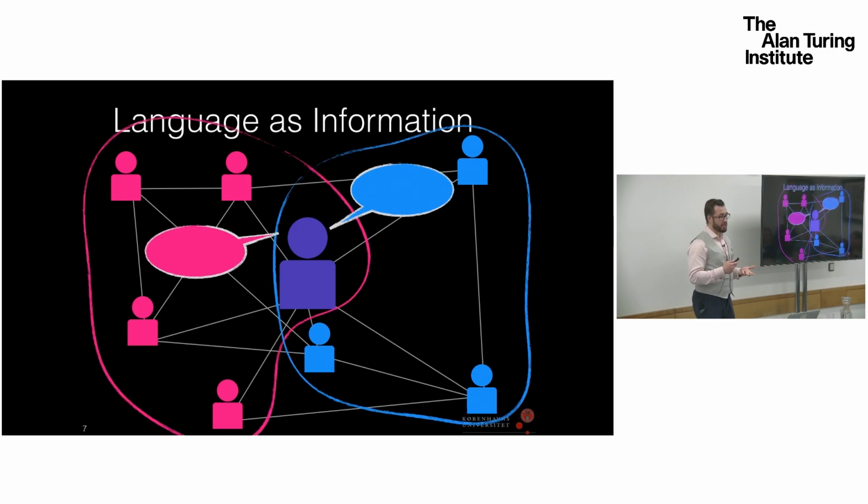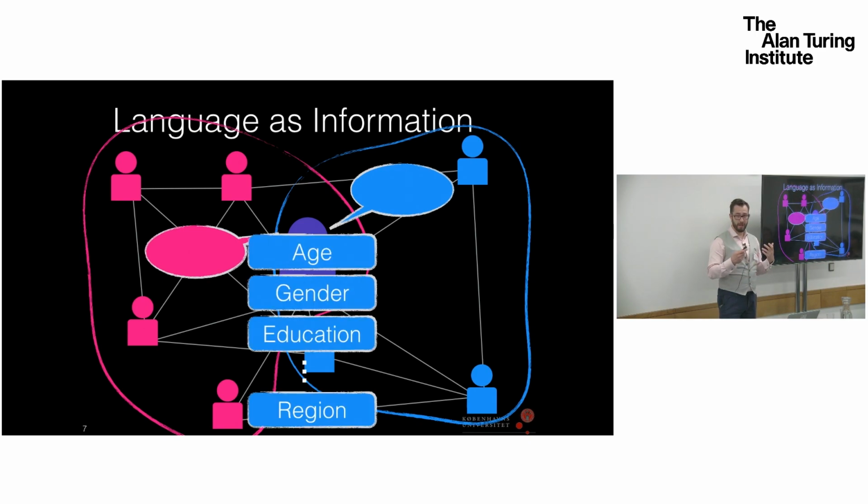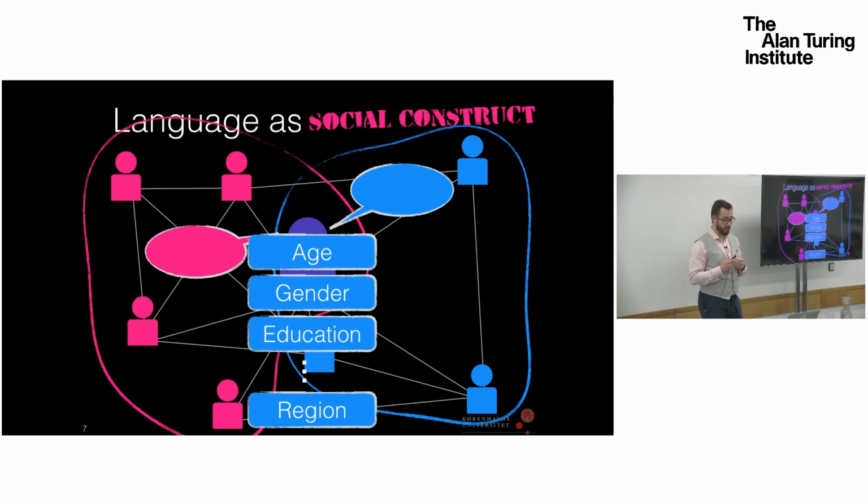So looking at how people speak in certain contexts and within certain groups tells us something about how language is used. It can help us infer something about the speaker because they're representing themselves as part of these groups. And these groups could be, for example, socio-demographic attributes like age, gender, education, the region they're from, and a lot of other things. And this basically makes language no longer about information, but about a social construct and about what we do with it.